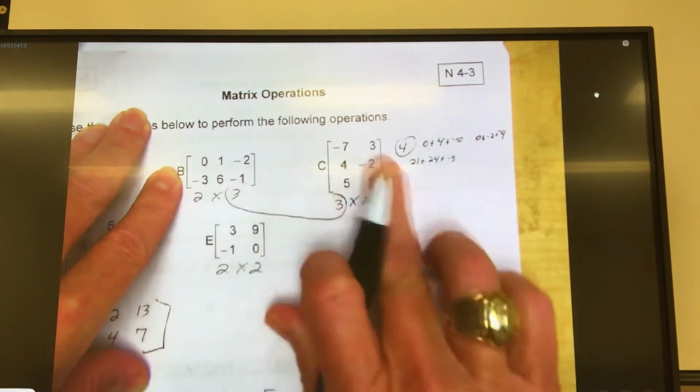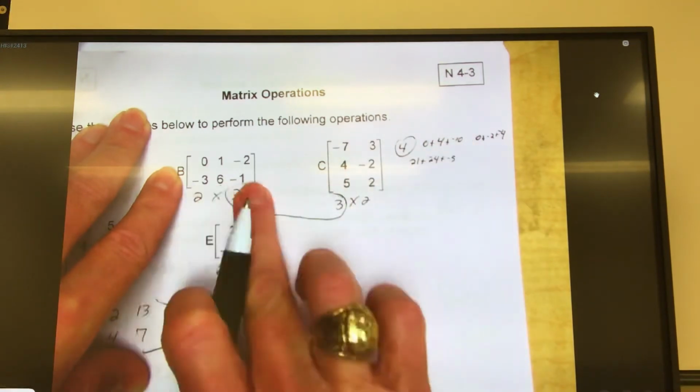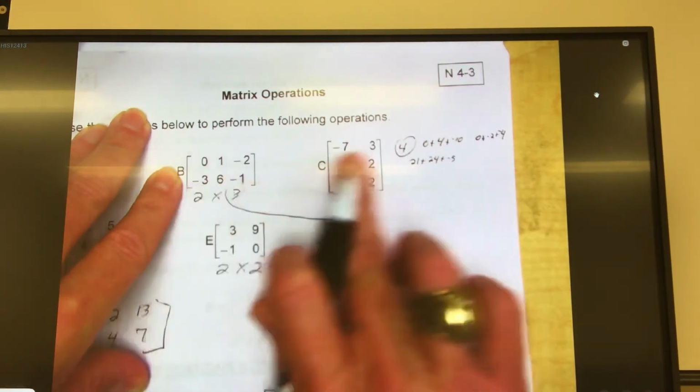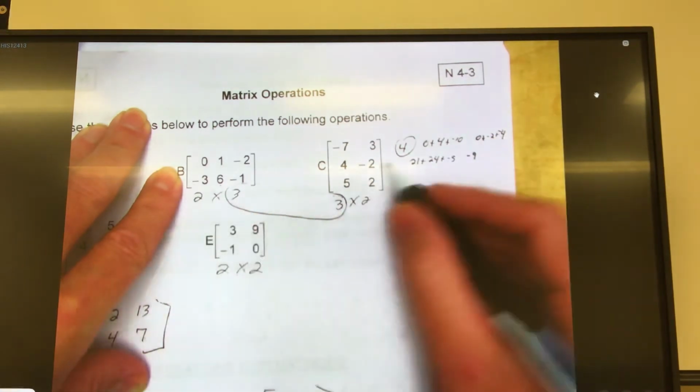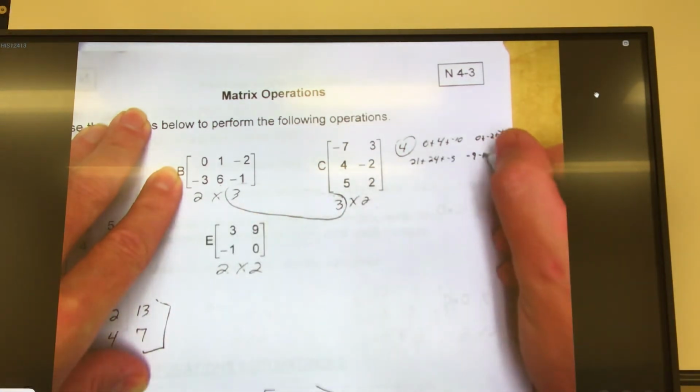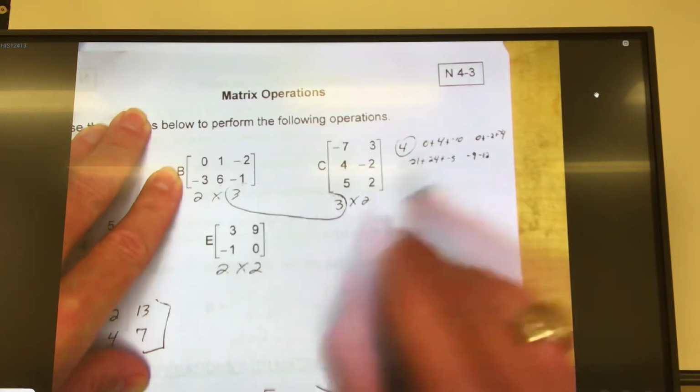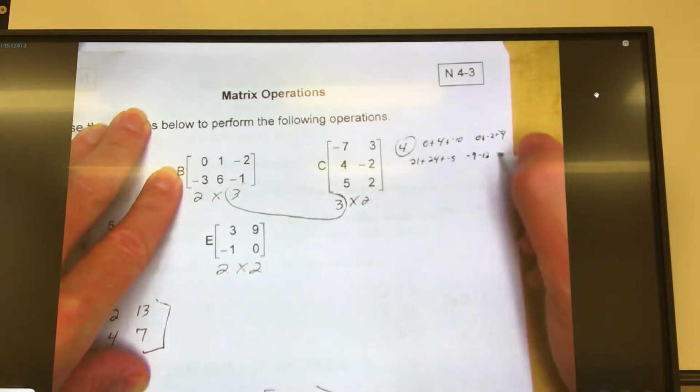Move over to the second column. So bottom row times the second column. Negative 3 times 3 is negative 9. 6 times negative 2, negative 12. Negative 1 times 2 is negative 2.